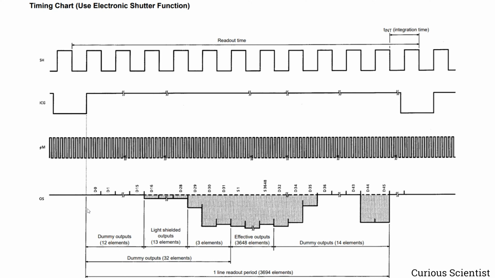And as I said in the previous figure, we have some dummy elements, which is like 32 elements in the beginning. And after these 32 elements, we have these 3,648 elements, which are the useful pixels. And after that, we have another 14 dummy outputs. So we have to reject those pixels as well. But of course, for the sake of simplicity, we capture everything, and afterwards on the computer we do some data processing just to get rid of the useless values.